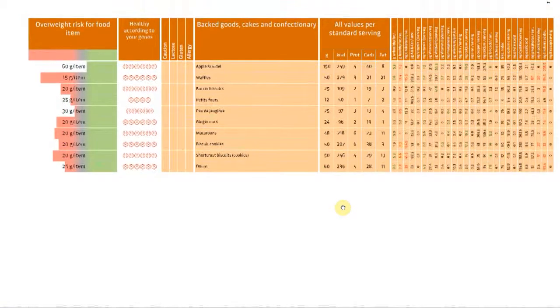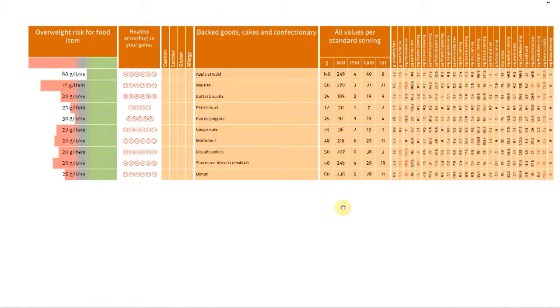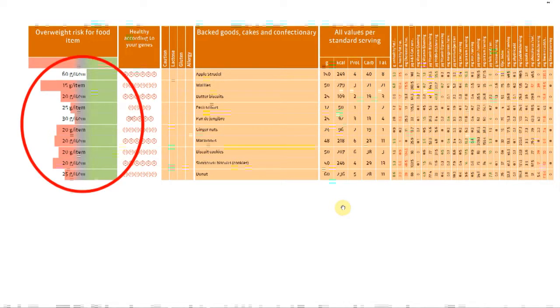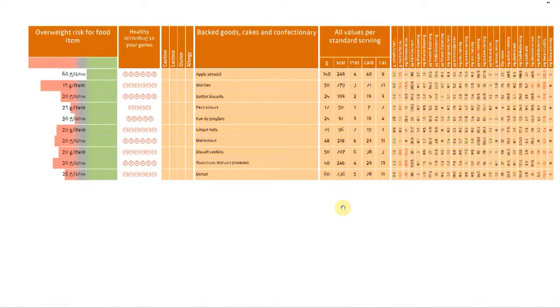So first of all, here you have different categories: baked goods, cakes, and confectionery. So here are the different types of food that all belong in this category. And for one thing, what is important for the weight management aspect, in case you have ordered this, you will see these bars here. And these bars and these numbers will likely be different for you because it's based on your genes. They're all personalized.